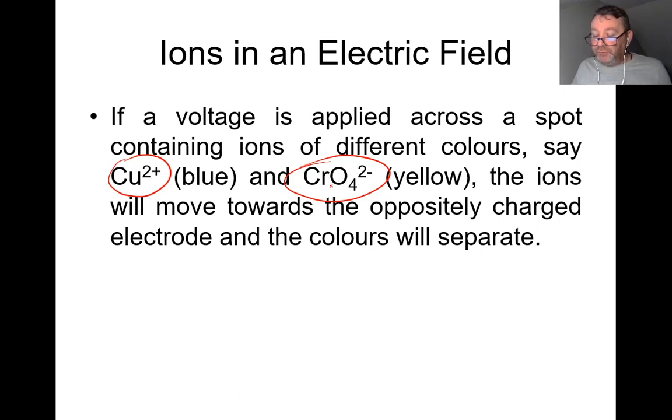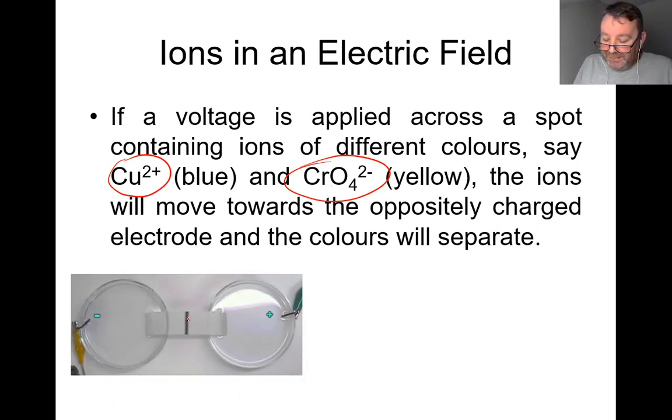So all I'm going to do here is take that mixture of the blue and the yellow ions and put them into the middle. So that's a very, very concentrated, dark green band. And in that dark green band, you have a concentrated mix of copper ions and chromate ions. And then what I do is I have the positive and negative terminals. So there's your cathode. It's your cathode because it's negative. And there's your anode.